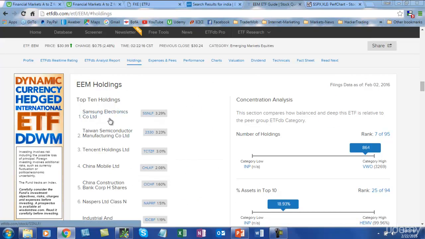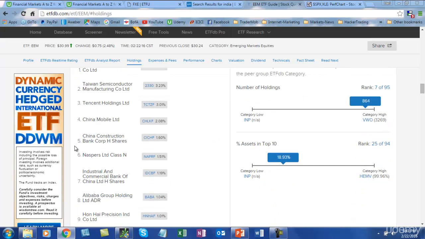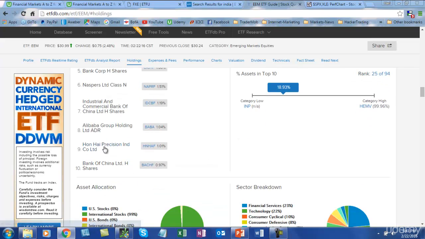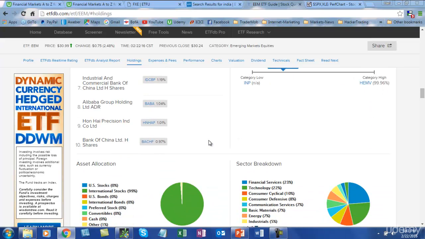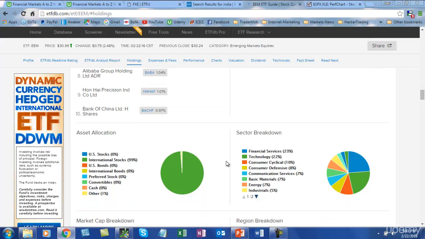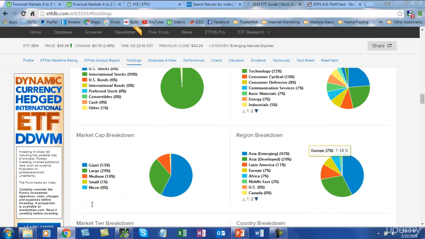You'll see that it has Samsung, Taiwan Semiconductor, Tencent Holdings, China Mobile, China Construction, Naspers, China again, Alibaba, which is China again. This is also China, and this is also China. And then it'll tell you the sectors that it takes up. So financial services is the biggest sector that it's invested in. Technology is the next, and consumer cyclical, consumer defensive, and so on and so forth. And it also tells you the market cap breakdown, what kind of companies are there.